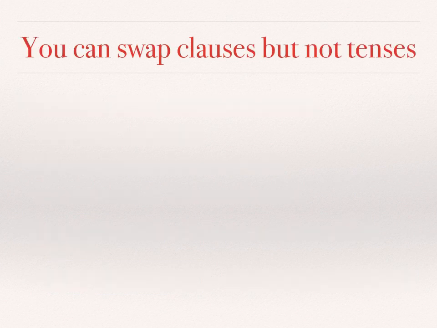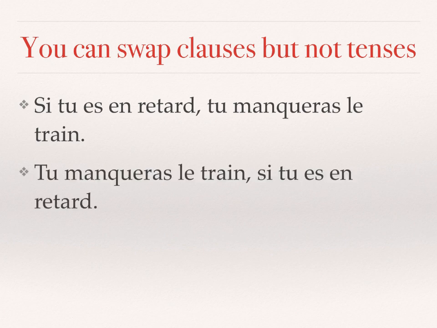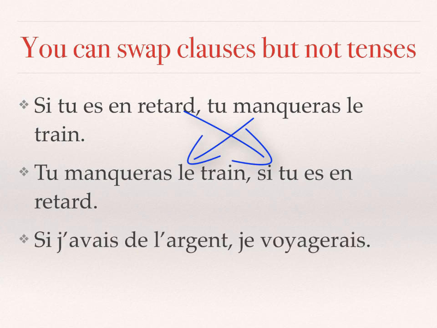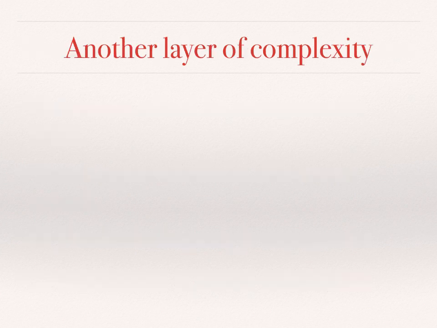Now, you can't change the tenses in the clauses, but you can change the order of the clauses if you like. So let's look at the first example. Si tu es en retard, tu manqueras le train. If I want to, I can say tu manqueras le train si tu es en retard. I could say si j'avais de l'argent, je voyagerais, and swap it around into je voyagerais si j'avais de l'argent. You can swap the clauses, but the tenses, you must respect the pairing of the tenses if you like.